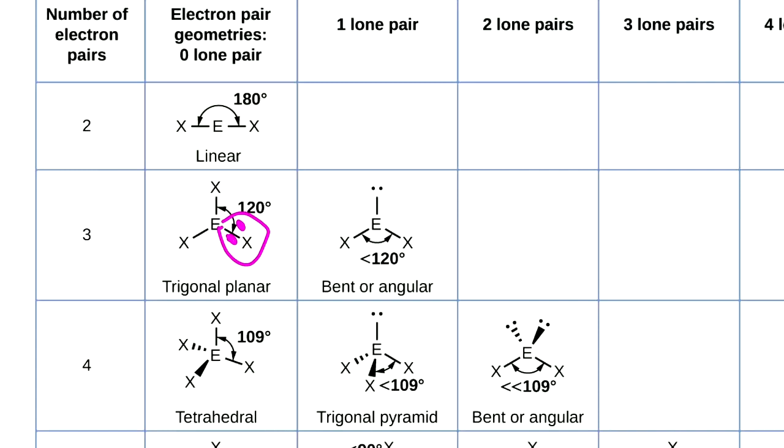So in order to say what the molecular geometry is, all we do is cover up that lone pair and we ask ourselves what shape is left. What shape is left when we put one lone pair on this trigonal planar? What does that look like? It looks bent, doesn't it? And so that's the shape that's made when there's one lone pair present.